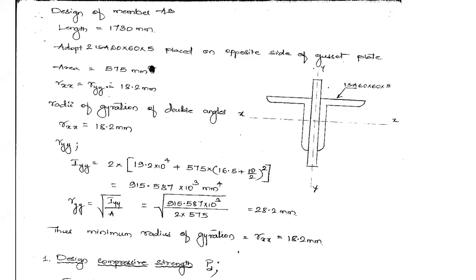Also, let us check whether it will be sufficient to carry the force of compression or not. It has been chosen as a trial. We can try with 45 by 5 or 45 by 8 also. Once you do these trials, one or two trials for designing a truss member, you'll get an idea of how the member sizes have to be chosen.